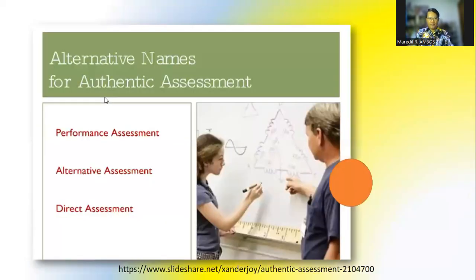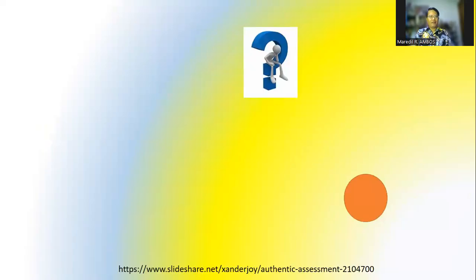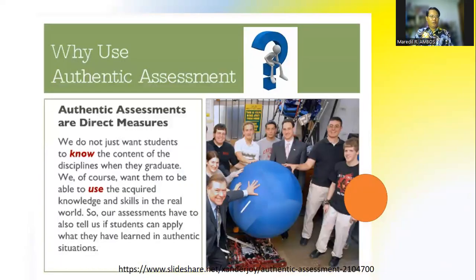Let's have the other names for authentic assessment, where we have the 3 alternative names. So the first is performance assessment. The second one is alternative assessment, and the third is direct assessment. Okay, again, we have 3 names for authentic assessment. We have the acronym PAD: performance, alternative, and direct. Okay, let's continue. Why do we need to use authentic assessment?